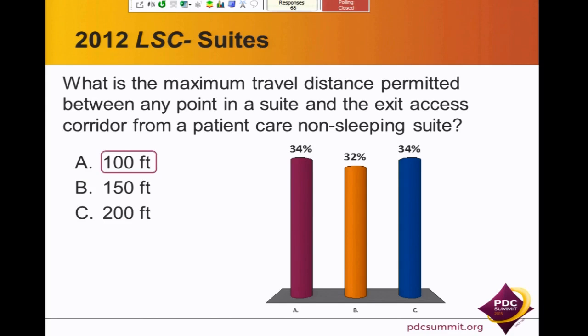The other thing, since we're talking about this issue, and I identified this in a presentation yesterday, but in the 2000 edition of the code, notice we said non-sleeping suite. There actually were two travel distances to the exit access door. One was 50 foot, one was 100 foot, depending upon the number of intervening rooms. And the committee took the number of intervening rooms out of the code and said it's just 100 feet. The important thing is how long it will take to get the patient to that corridor door.